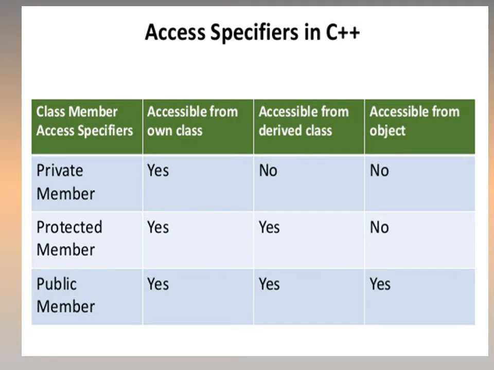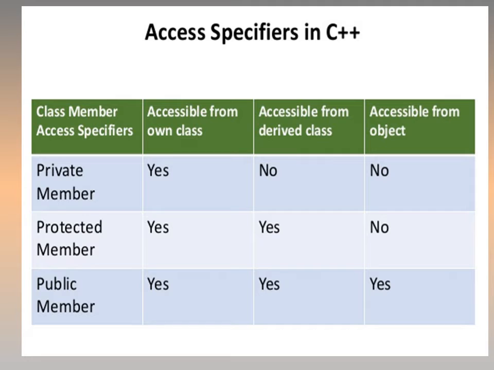Now see the access specifiers table. First column, class member access specifier. Second, accessible from own class. Third column, accessible from derived class, and fourth column, accessible from object.